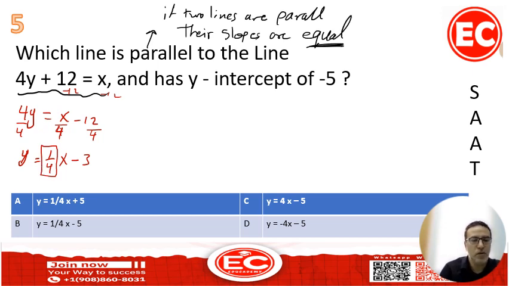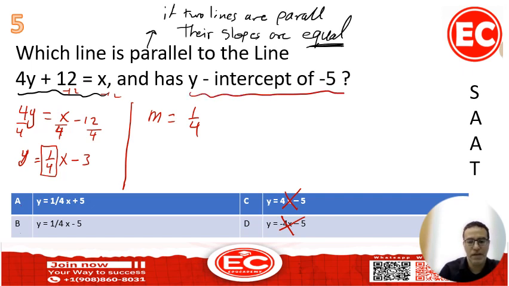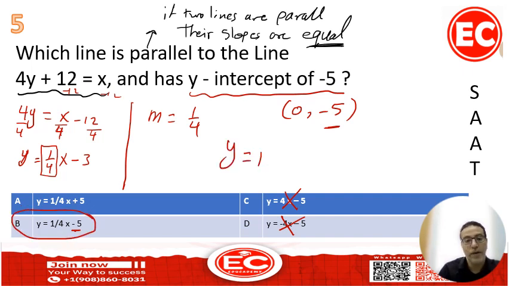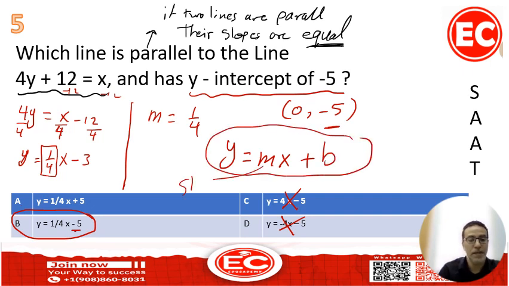Since the slope is equal to 1 over 4, the slope of the parallel line is equal to 1 over 4. So I'm going to cancel C, I'm going to cancel D, because I'm sure that the slope is not equal to 4. So the answer is A or B. It says that the y-intercept is equal to negative 5, and I mean by the y-intercept it's 0 and negative 5. So it passes through the point negative 5, and here is negative 5. So the right answer is B. And don't forget that the equation of the straight line is given by y is equal to mx plus b, where m is the slope or the gradient, and b is the y-intercept.